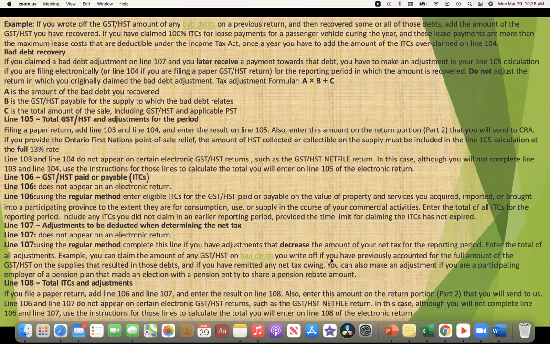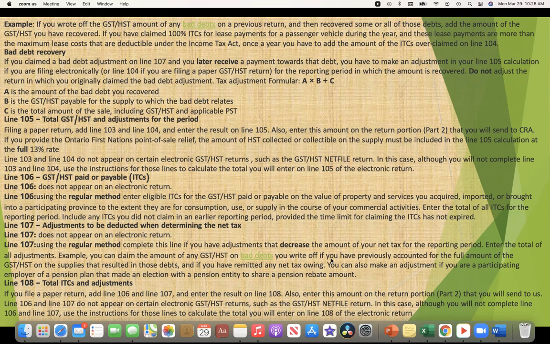Line 107 is adjustments to be deducted when determining the net tax. Line 107 does not appear on an electronic return. But if you're using the regular method, complete the line if you have adjustments that decrease the amount of your net tax for the reporting period.